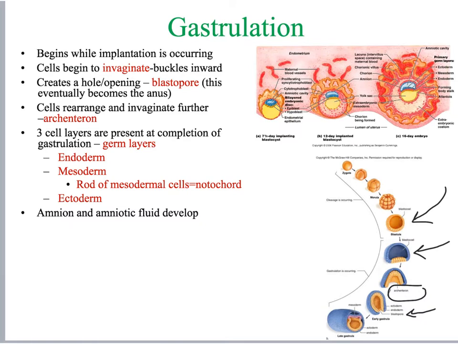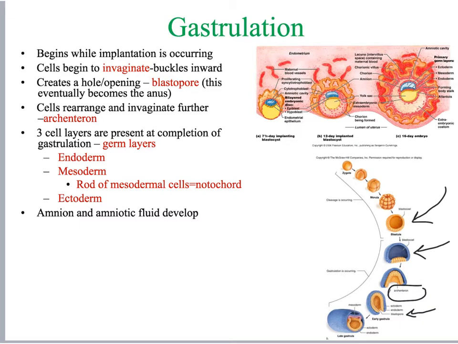Not trying to make you feel bad about yourself or anything, but really, well, if we're being honest, the first thing that formed in you was your anus. So the cells rearrange and invaginate further. Remember, this invagination we call the archenteron. And there are 3 distinct cell layers present at the completion of gastrulation. These are called germ layers. These germ layers include the endoderm, mesoderm, and ectoderm. And at this point, each of those germ layers is now predestined to become a specific part of the body.